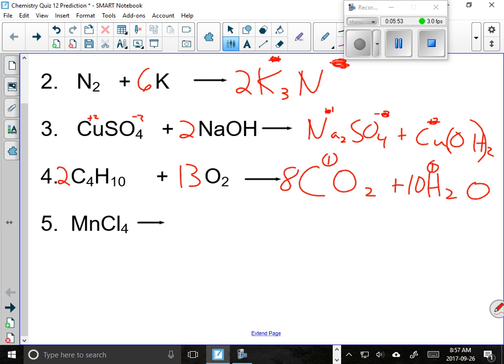All right, for number 5, I've got 1 compound here. It's manganese(IV) chloride. What kind of reaction is this? It's a decomposition reaction. So it's going to break down into manganese and chlorine. 1 mark each for those products. They must have it written as Cl2 because chlorine is one of our molecular elements.